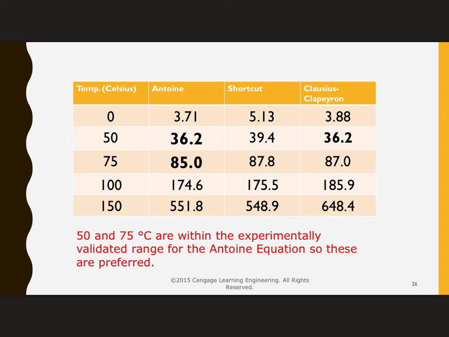In this particular case, Antoine is only validated for 20 to 81 degrees C. So 50 and 75 are in this range. That means that really those are the only two where the Antoine is considered to be definitely the preferred method. Now, typically, Antoine is not too bad as you move away from that, but really 50 and 75 are the only places where it is considered valid for use.